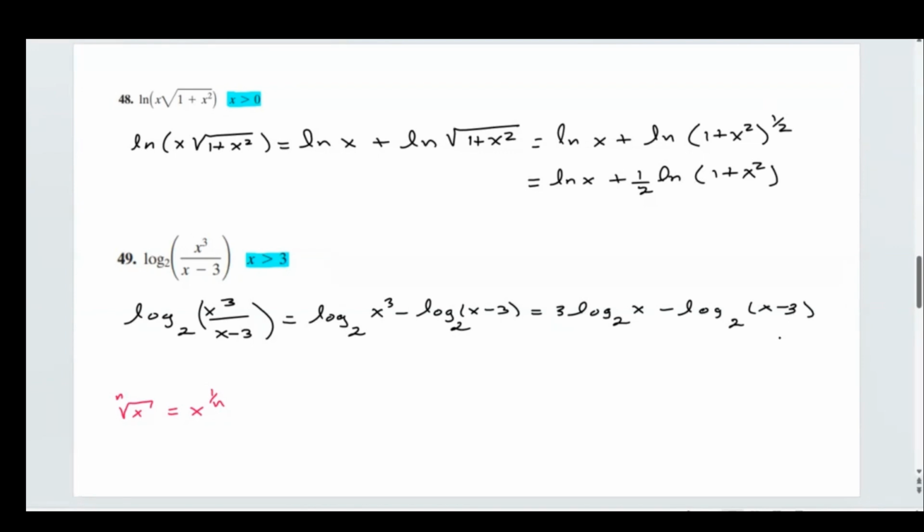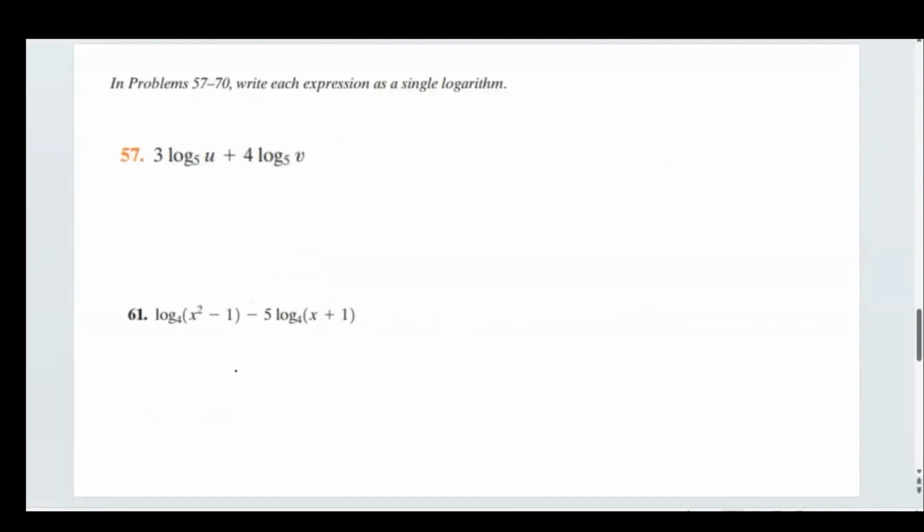Now, exactly as we did in these four exercises expanding logarithm expressions, or writing a single logarithm expression into a multiple logarithm expression, we can just do the opposite process. That is when we combine logarithm expressions, going from multiple logarithm expressions to a single logarithm expression. So in this case, they say write each expression as a single logarithm. And we have 3 logarithm in base 5 of u plus 4 logarithm in base 5 of v.